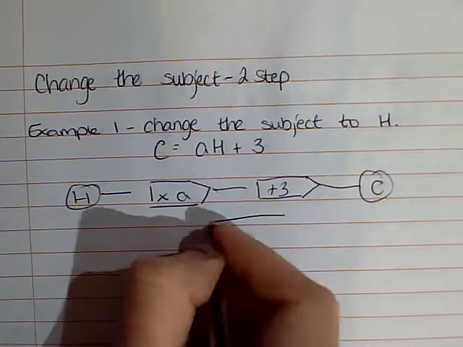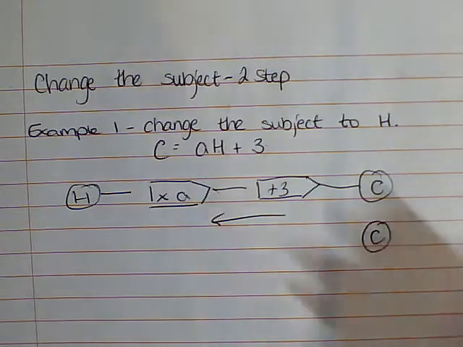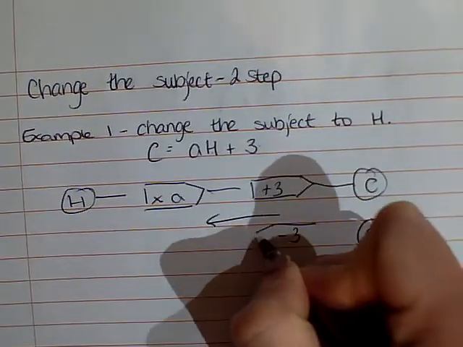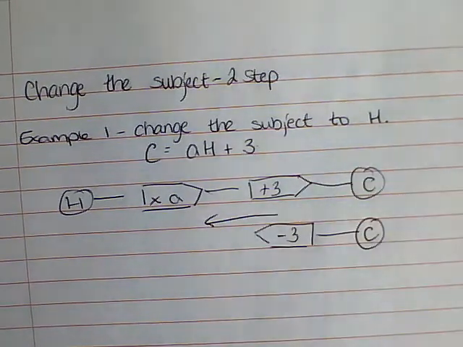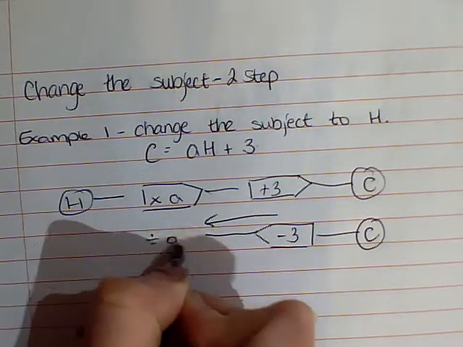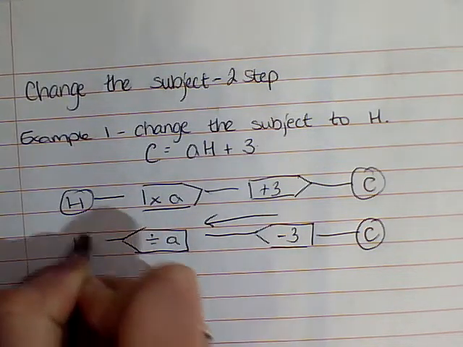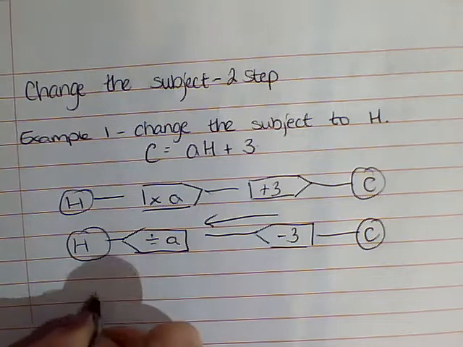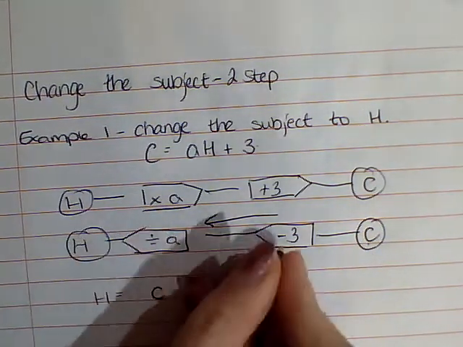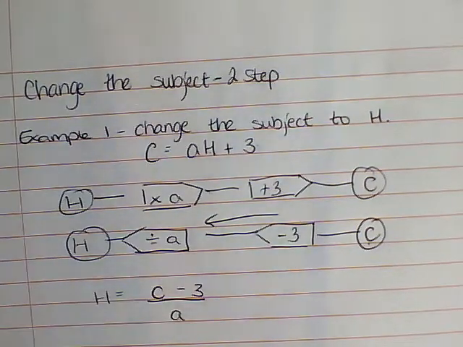And now we need to reverse. So C, opposite of add is subtract. Opposite of times, divide. And that will give me H. So H is C, take away 3, divided by A.